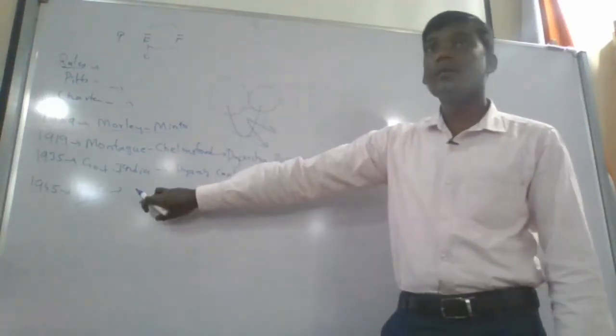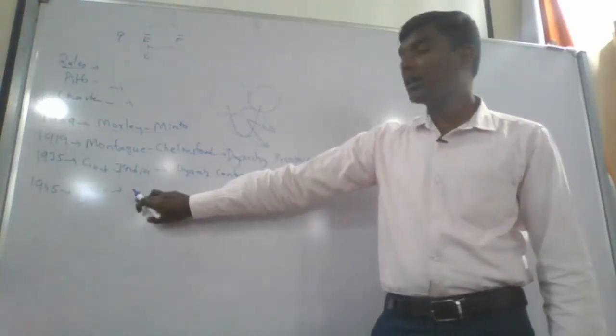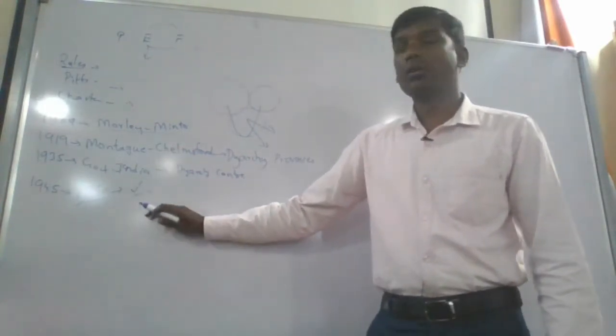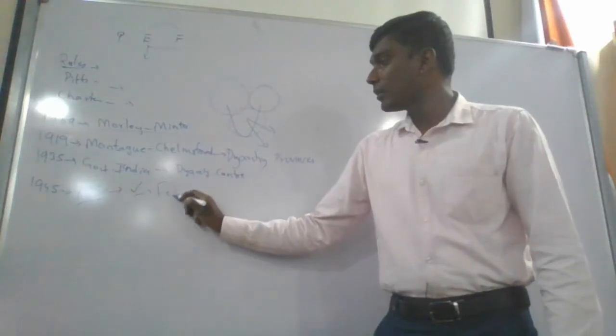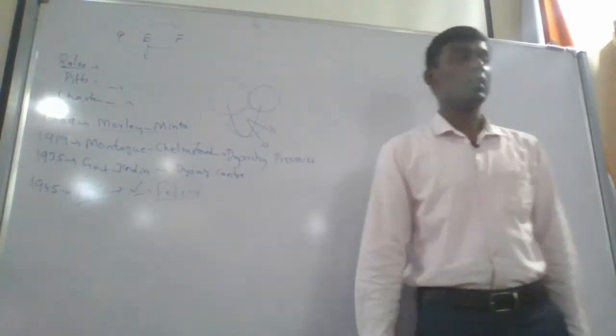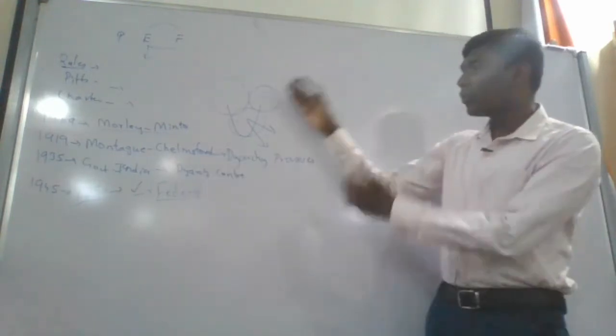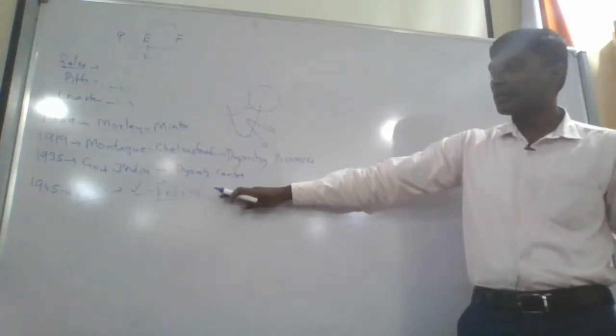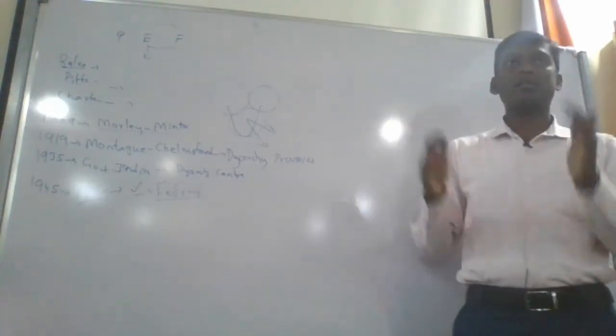Which year did we become a republic? 1950 we became a republic. So in this year we have taken this into our constitution. Today it is nothing but a federal system. Which system here? Federal system. So the history of the federal system goes back to 1919. Diarchy system in the provinces, diarchy in the center, and then federal system in India.